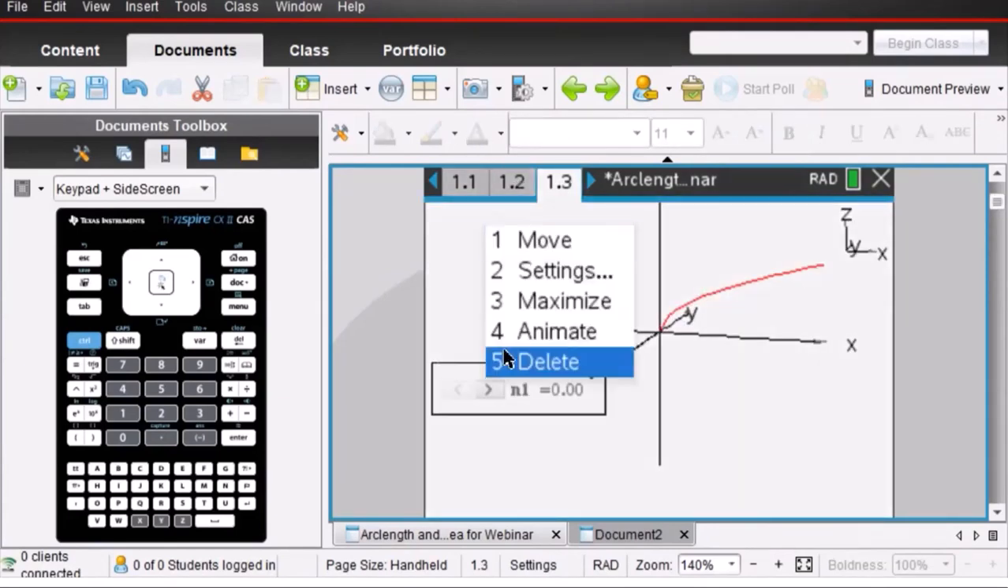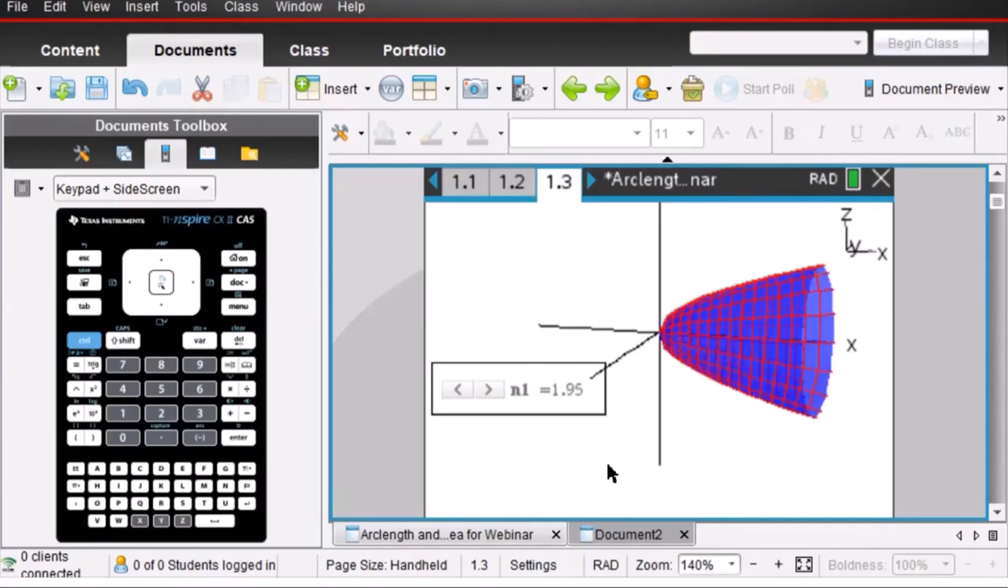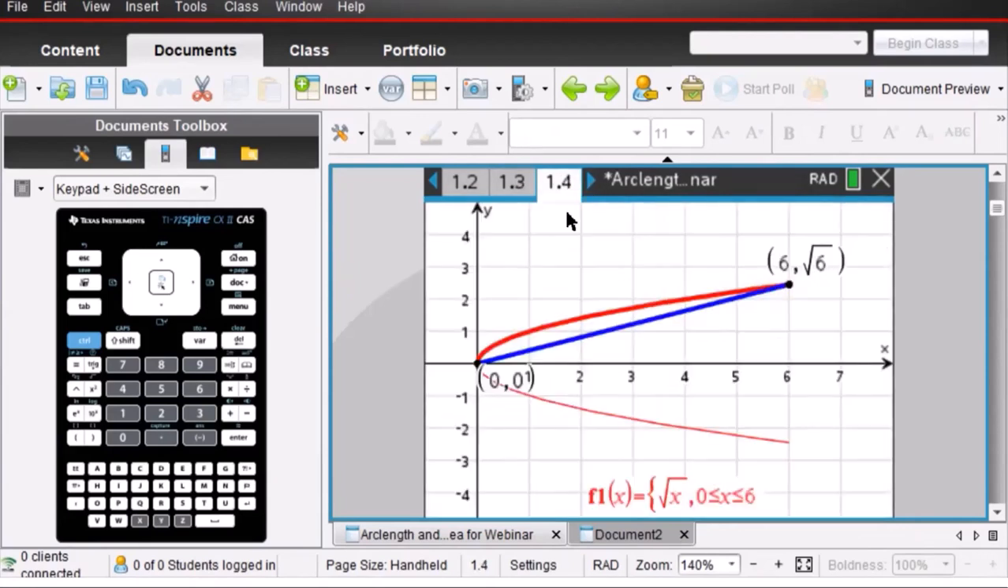A nice little application here is that we can see we've got the curve y equals root x there, and this is the curve y equals root x rotated around the x-axis, forming the shape that we've got there, and we want to find the surface area of that shape. All right, so a first approximation for the arc length would be that blue line there. The blue line is just the line joining the origin to the end point, which is 6, root 6. Let's find an approximation for that blue length, which obviously is not the correct arc length.